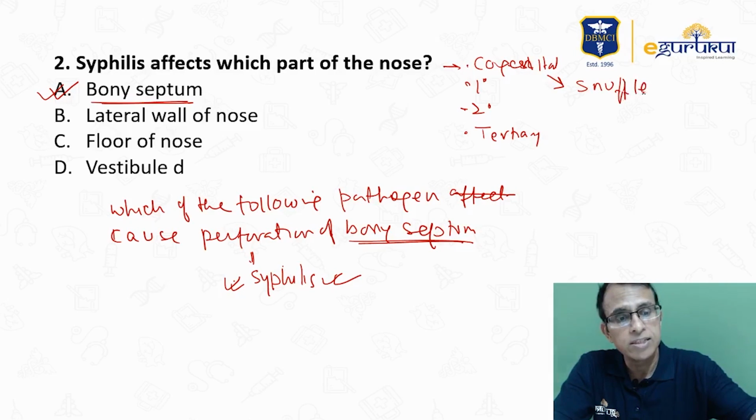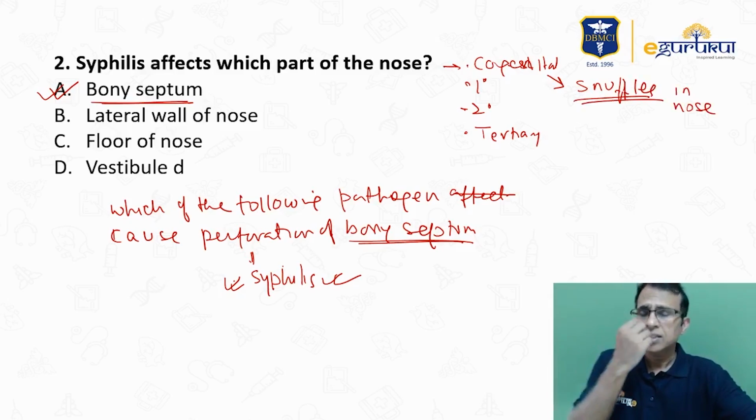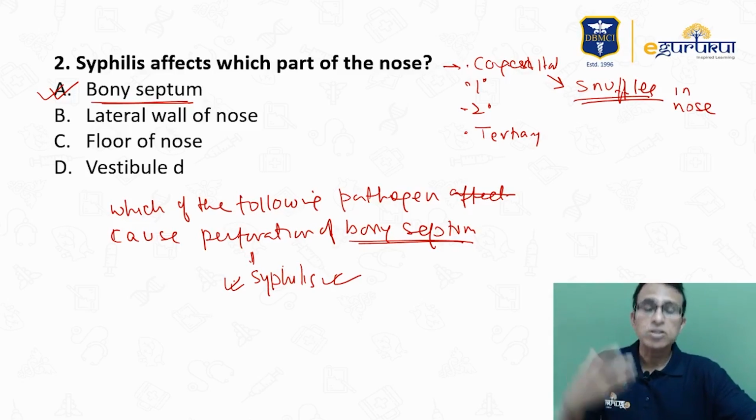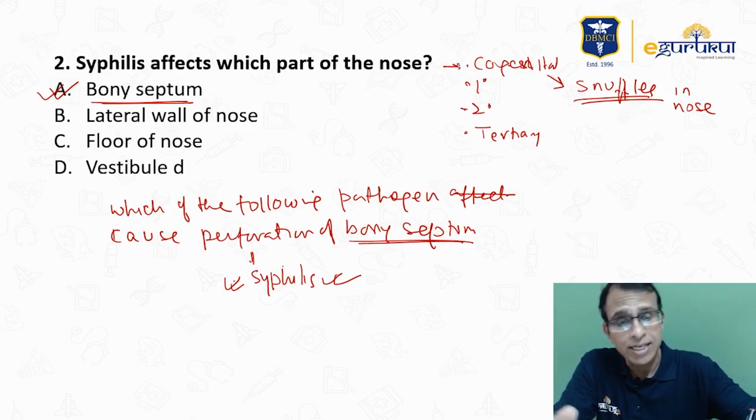How does congenital syphilis very commonly present? Snuffles in the nose. Snuffles is a discharge, and the child has a tendency to pull it up. That's called snuffle. So if a small, newborn child has a lot of snuffling, syphilis is a very popular cause. But this is congenital.